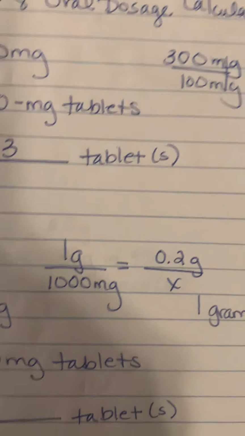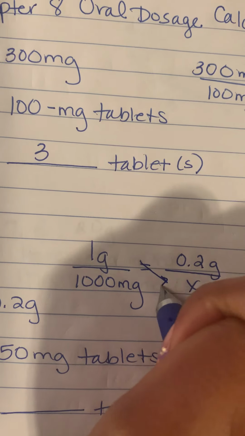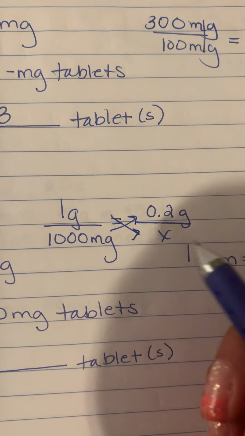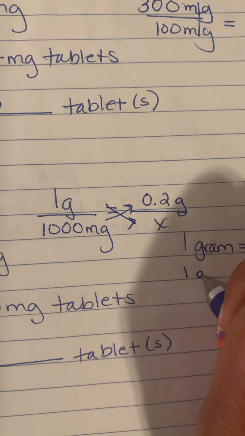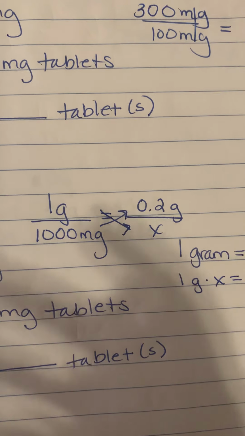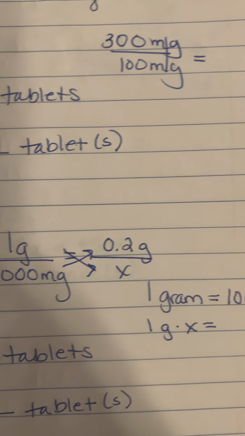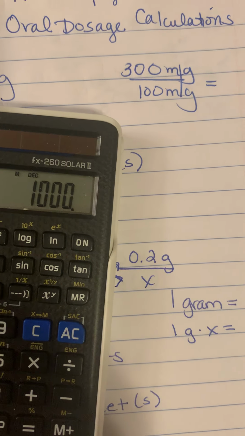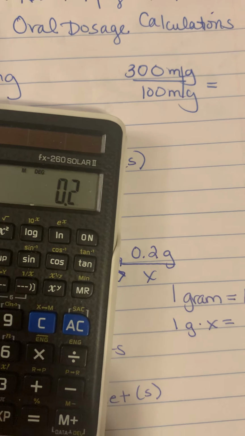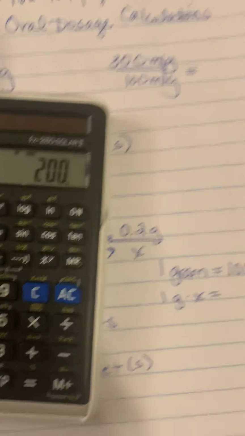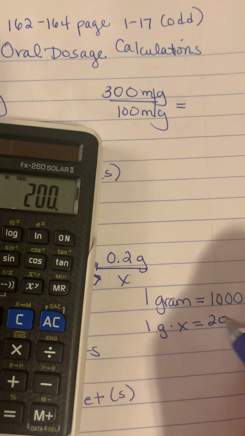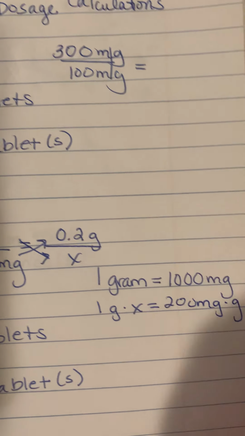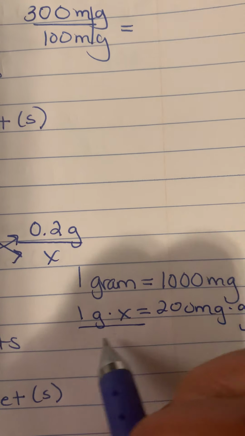Okay, so here, I want you to cross multiply. This is what we've been doing with your proportion. So here, 1 times x, you can write 1 gram times x here. And then I want you to multiply 1,000 times 0.2. That gives me 200. So that's milligrams per gram. Always write your units. Never forget your units.